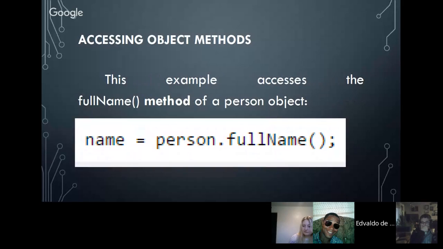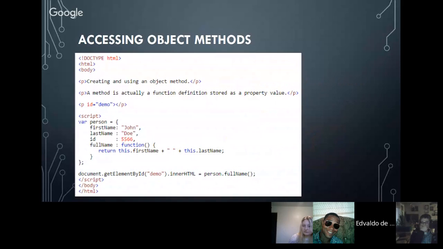This is an example of a code when we create it to call the first and last name for this person called John Doe.